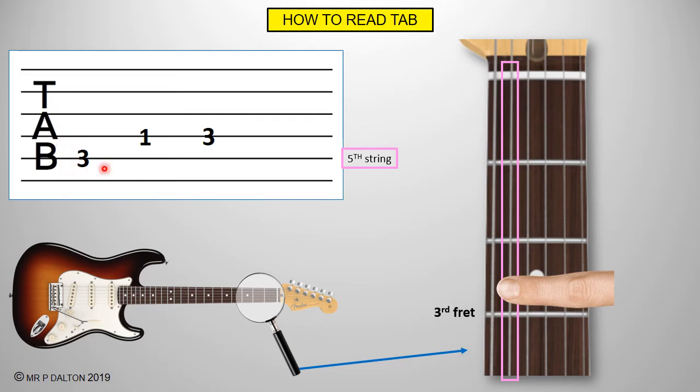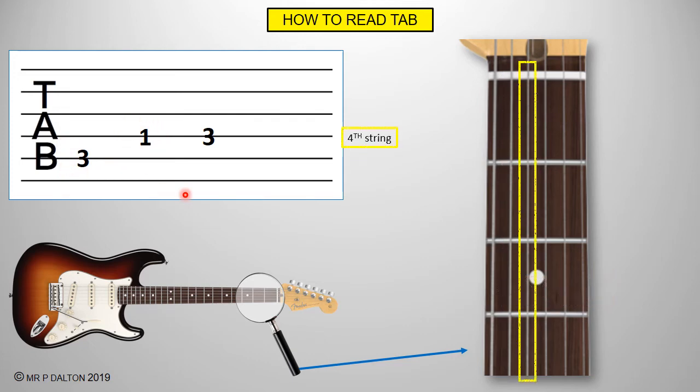Moving along, after I've played that note, I've now got this number here. Now it's on a different string. It's on the 4th string, so I'm going to move up to this string, and now it's a number 1, so it's telling me 4th string at the 1st fret. That's where I put my finger, and it would sound like this.